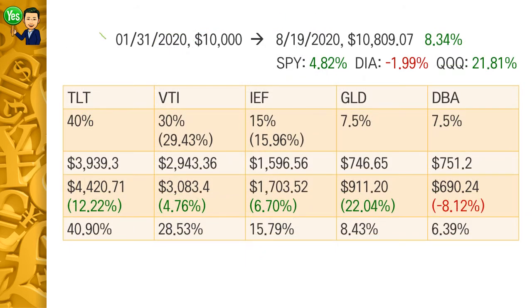So start from January, and then go to October, no, I'm sorry, August. It shows about an $800 return. That means an 8.3% gain, while the S&P 500 shows a return of only 4.8%. The Dow Jones Industrial Average shows minus 1.9%, and the Nasdaq 100 shows 21.8%.